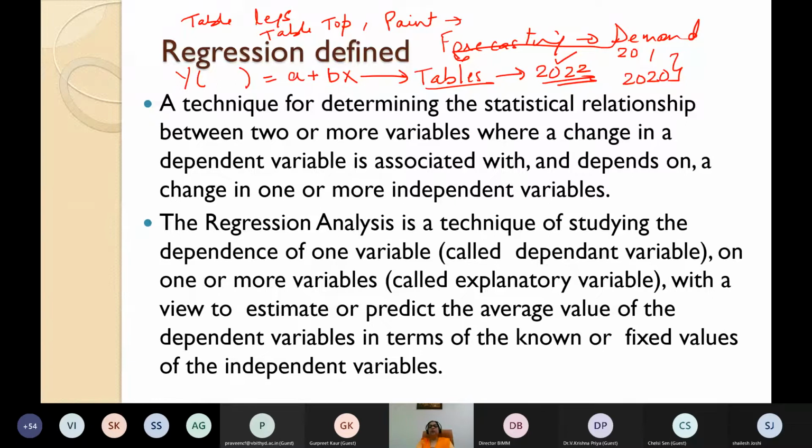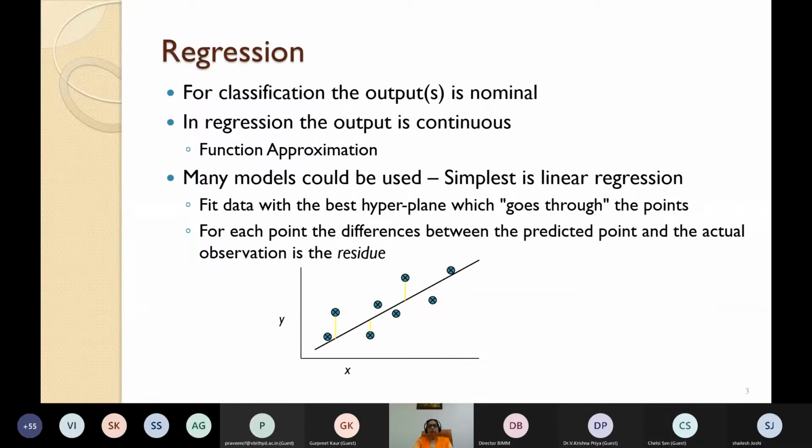So then how do you relate this basic relationship with the regression analysis? The regression analysis, as you read yesterday, is a technique of studying the dependence of one variable, that is a dependent variable, on one or more variables, which are known as the explanatory variables or independent variables, with a view to estimate or predict the average value of the dependent variable in terms of the known or fixed value of the independent variables.